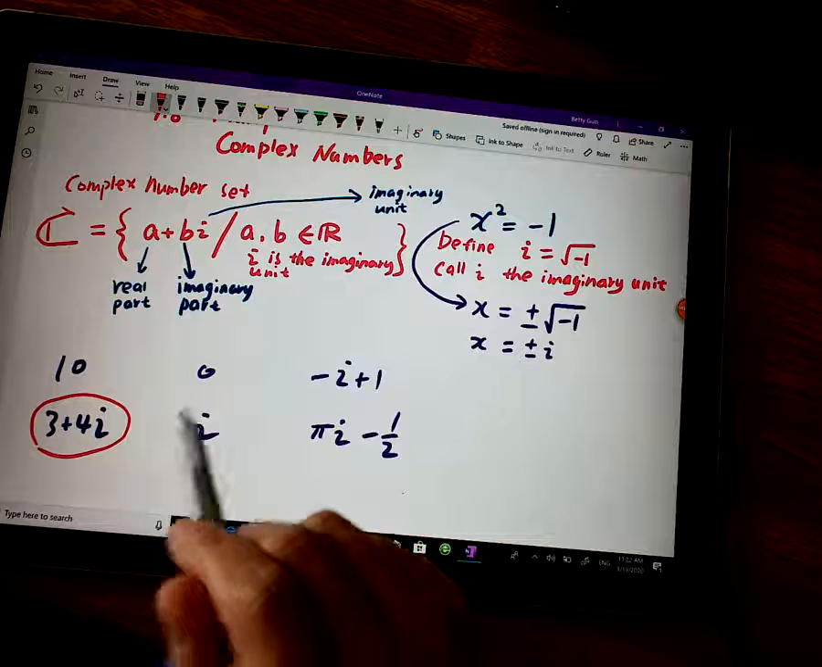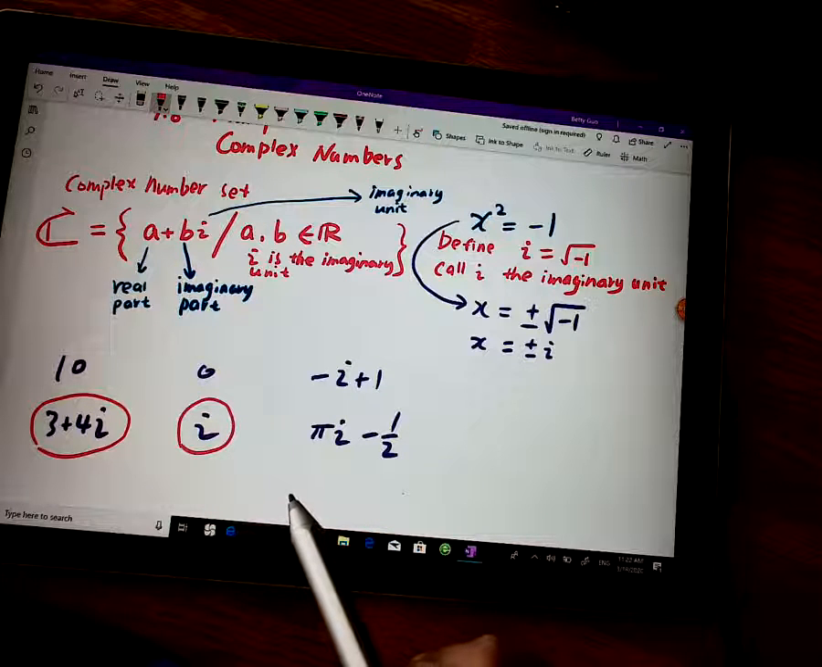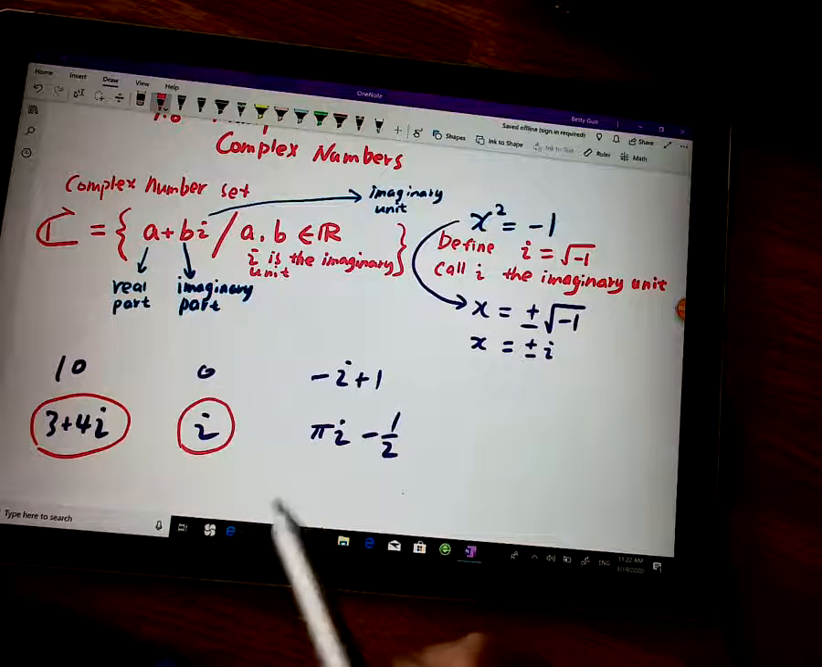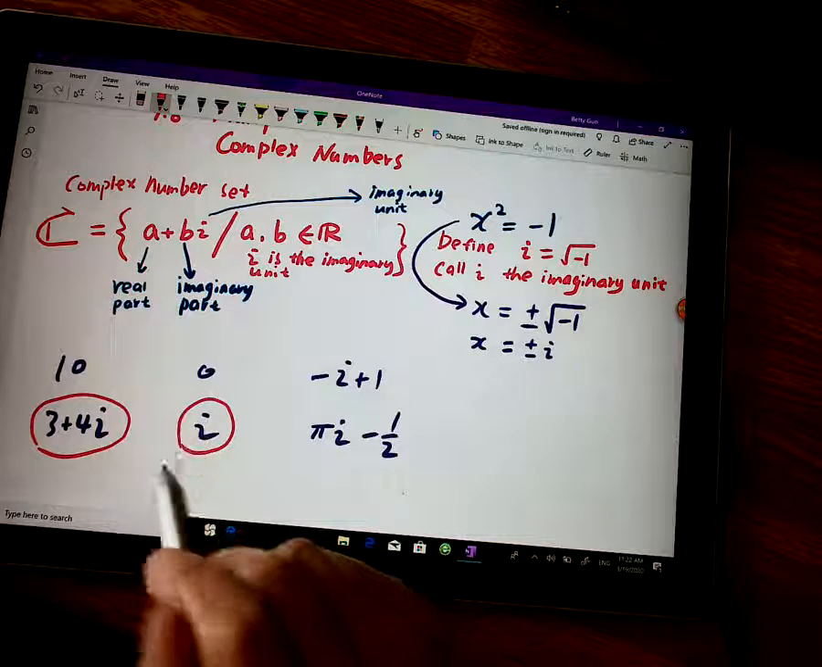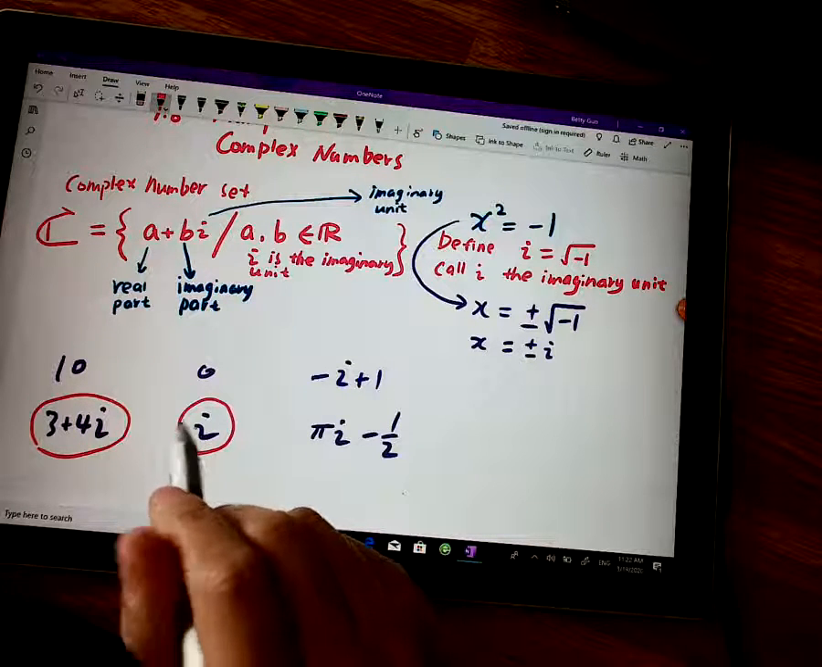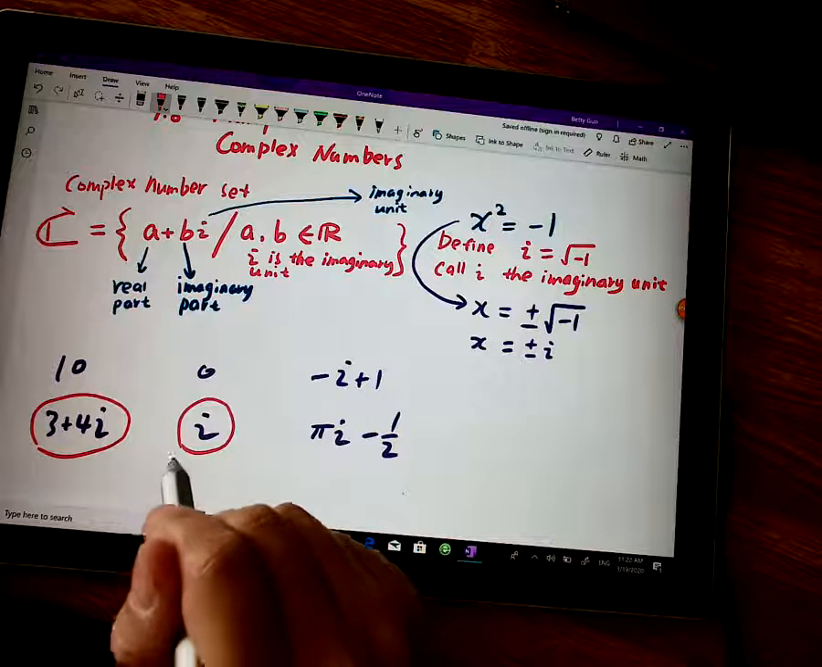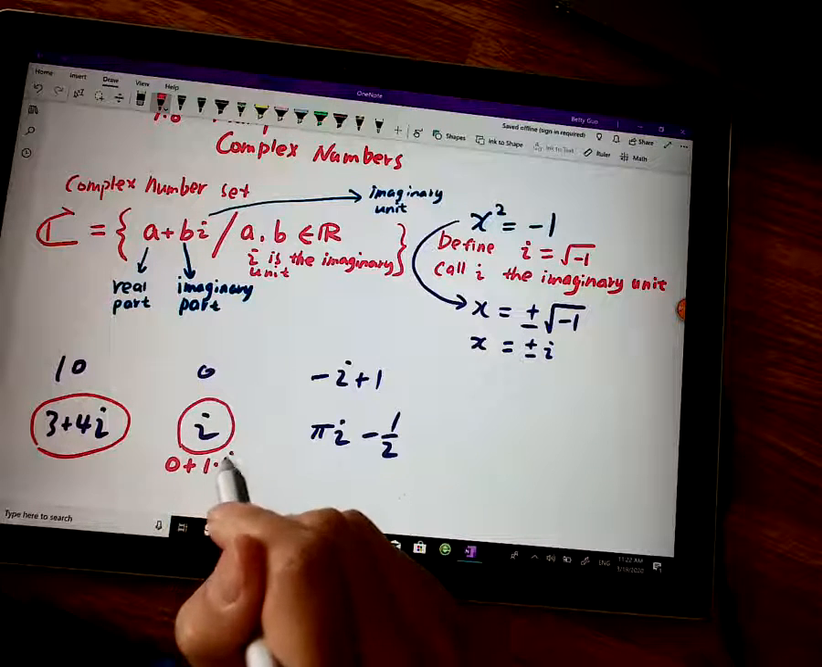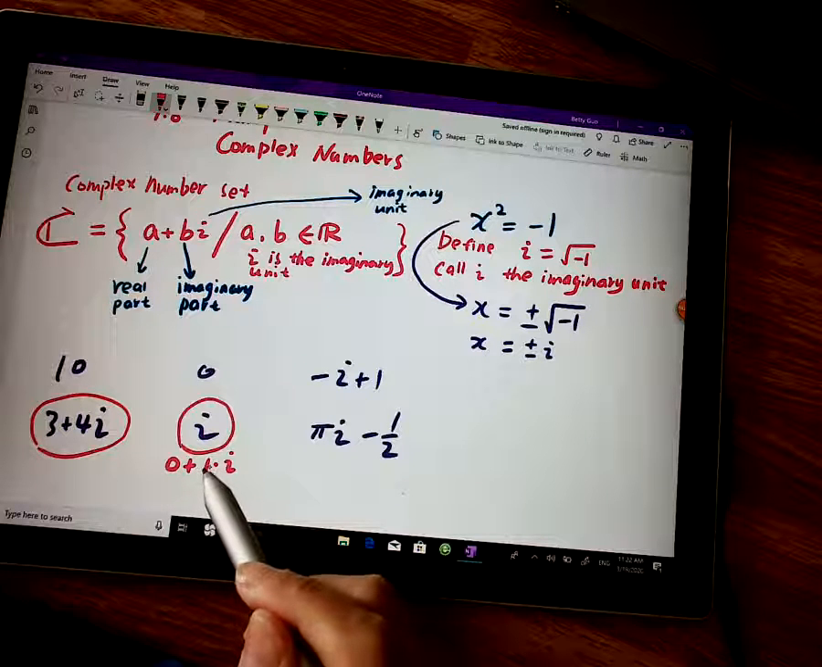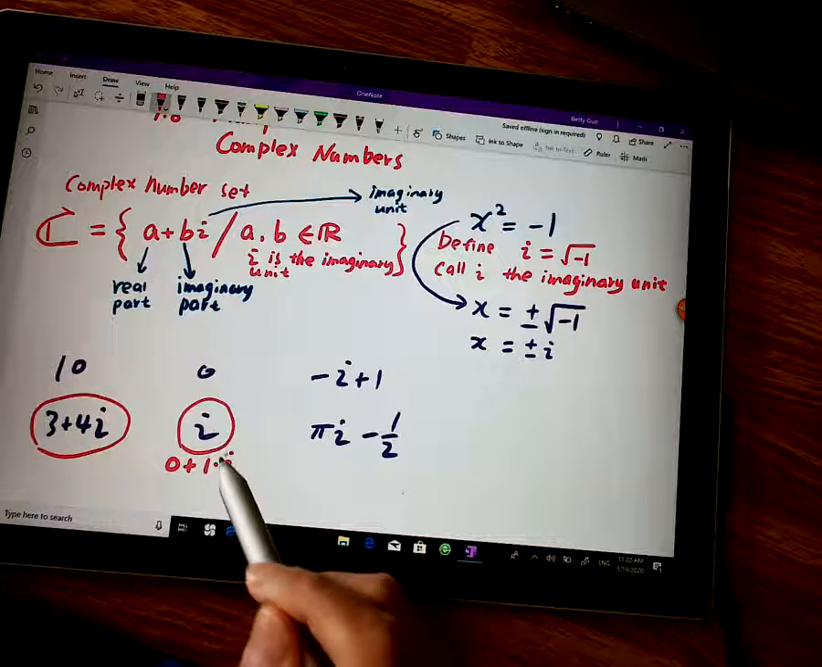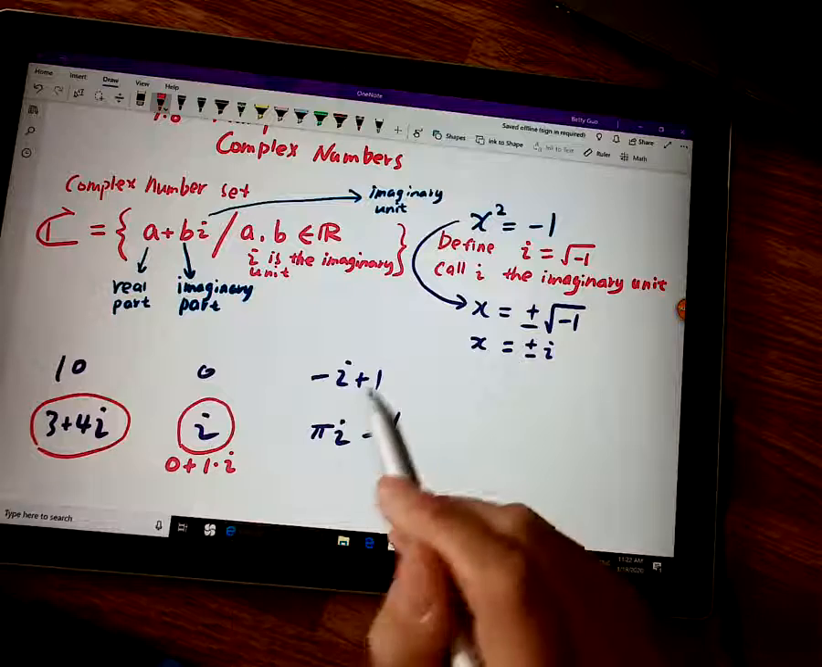How about this one? Is this number a complex number? You can pause and think, and I'm going to answer the question. It is. i is a complex number because i can be written as 0 plus 1 times i. The real part is 0. The imaginary part is 1. i is the imaginary unit.